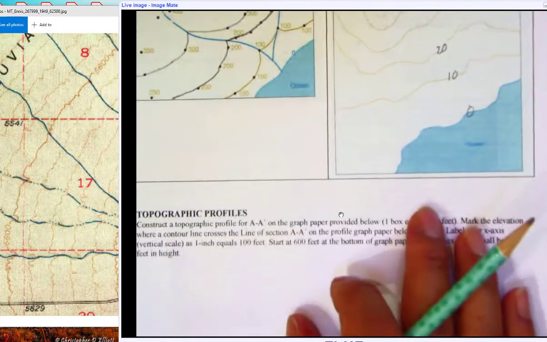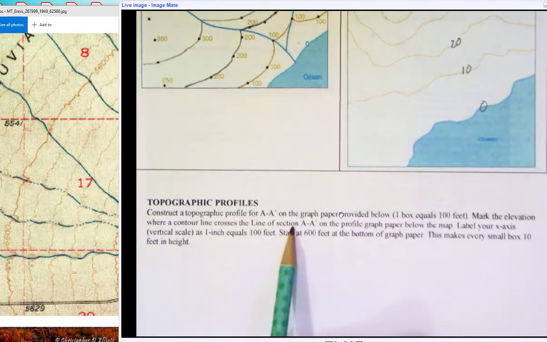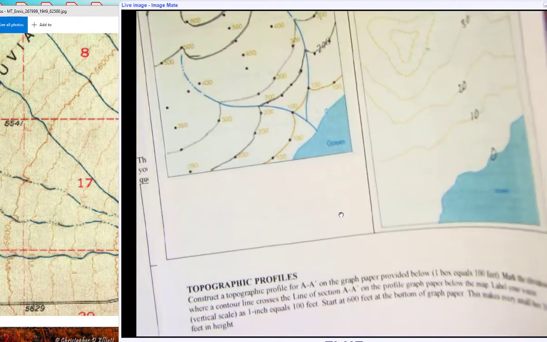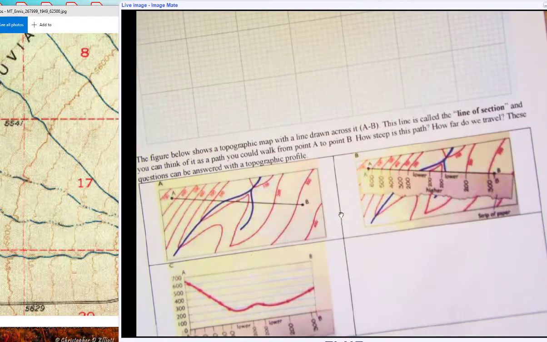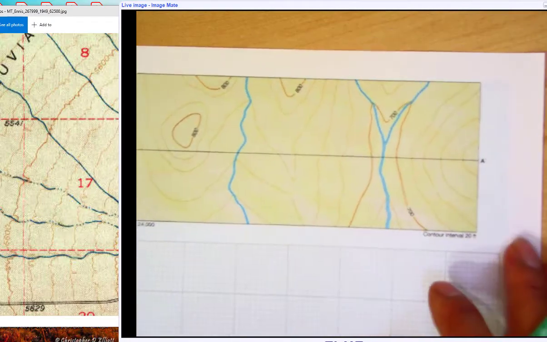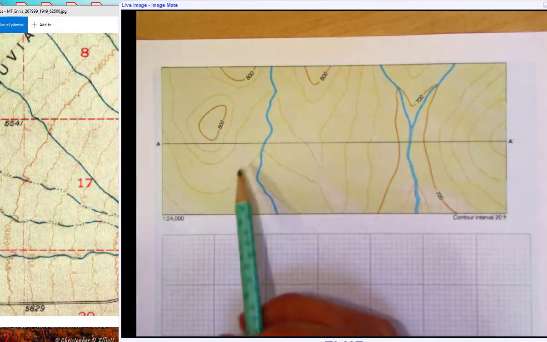And finally, the last part deals with these profiles, and we have this line of section where we want to show the profile, which is basically the skyline view of what the topography looks like. So you can see here we have a map, and probably the first thing to do is figure out our elevation.